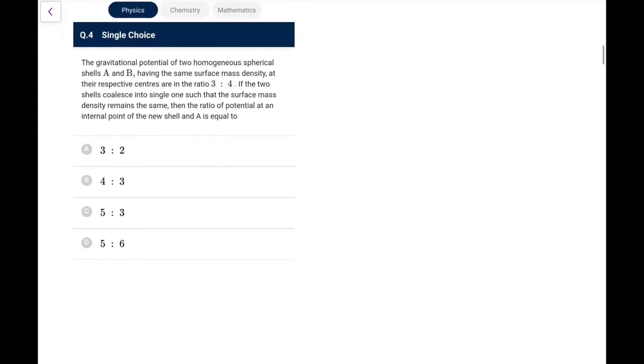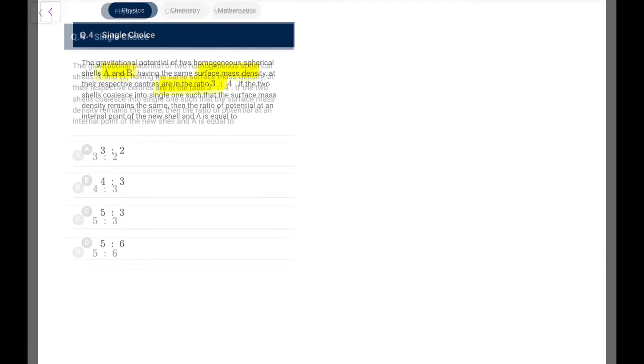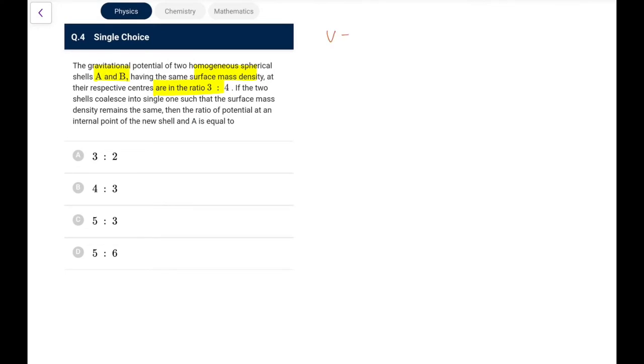The gravitational potential of two homogeneous spherical shells having the same surface mass density at their respective centers are in a given ratio. If the two shells coalesce into a single one such that the surface mass density remains the same, then find the ratio of potential at an internal point of the new shell. Here I take the analogy from electrostatics that the potential at the surface and center is the same, and in electrostatics you write it as sigma R by epsilon naught. So basically if sigma is the same, we can say V is directly proportional to R.